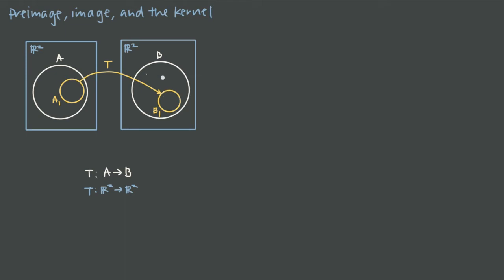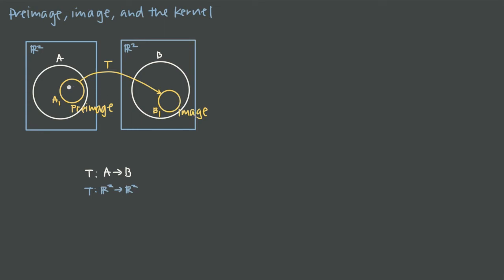And so when we have this particular relationship, we would call B1 the image of the set under the transformation. We would call A1 the preimage. So the transformation T takes the preimage A1 and maps it to B1, which is the image.